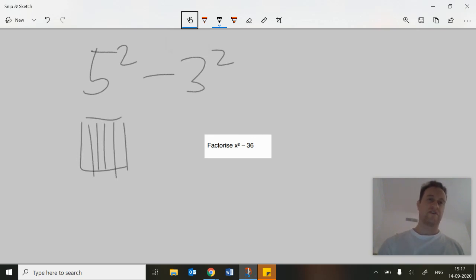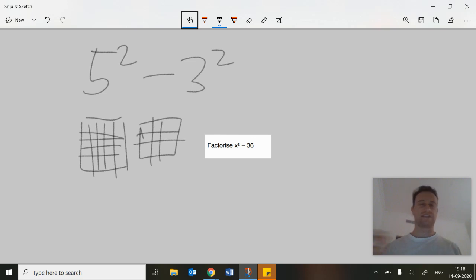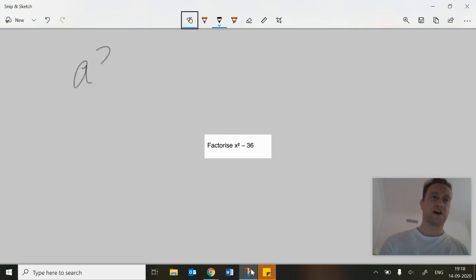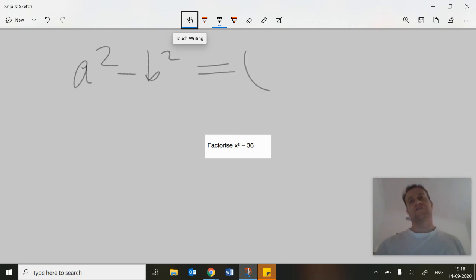We've got 5 times 5, and 3 times 3, and we're taking away those two things. These are the difference of two squares. This is the particular format in mathematics, and we've got a squared minus b squared. Well, what is the format? What's the factorization of this?